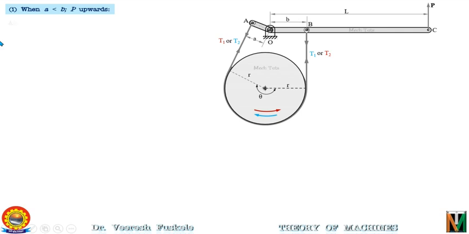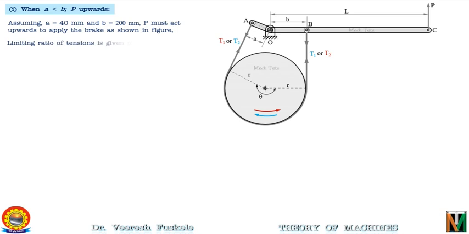So assuming A to be 40 mm and B to be 200 mm and P in the upward direction as shown in the figure. Now, as done earlier, the limiting ratio of tension is given by T1 by T2 is equal to e to the power of mu theta.